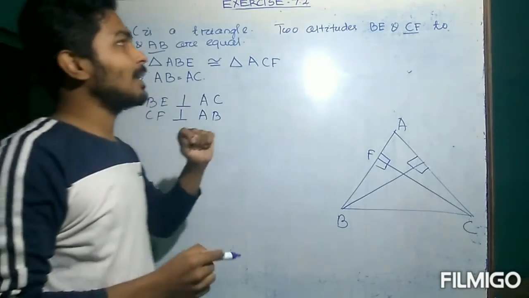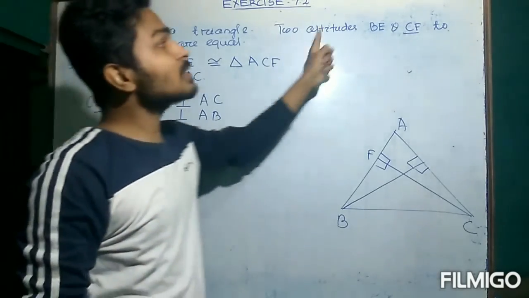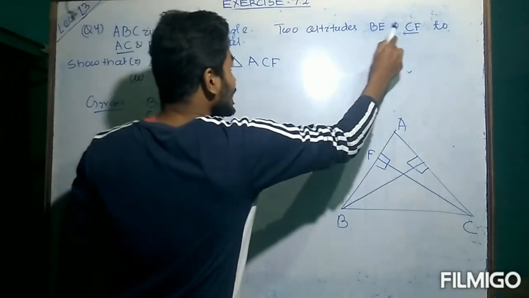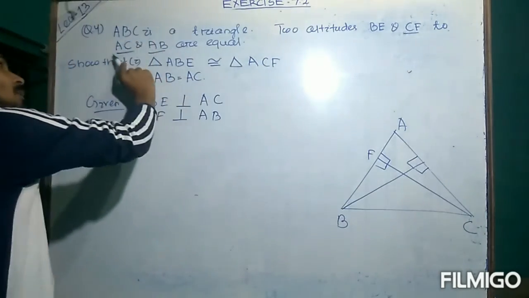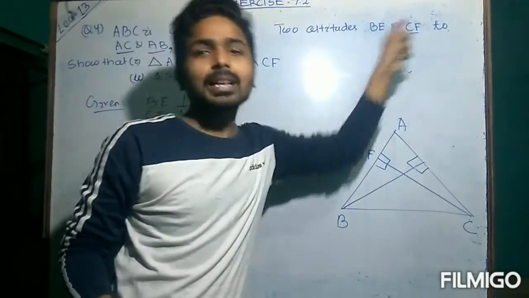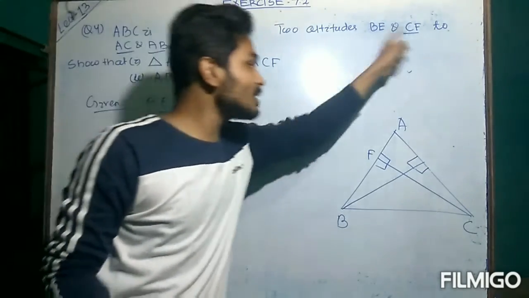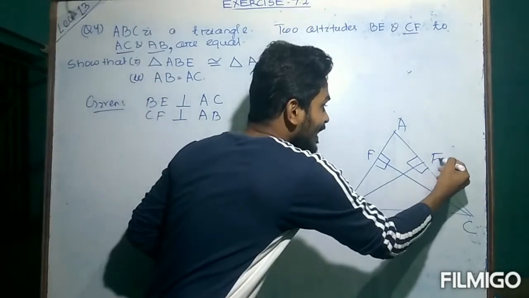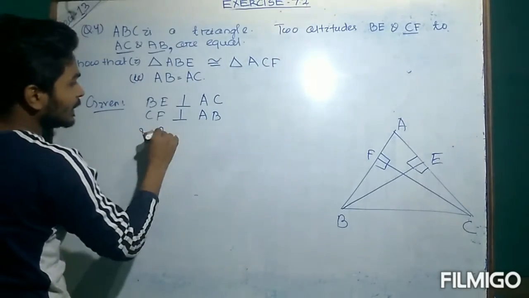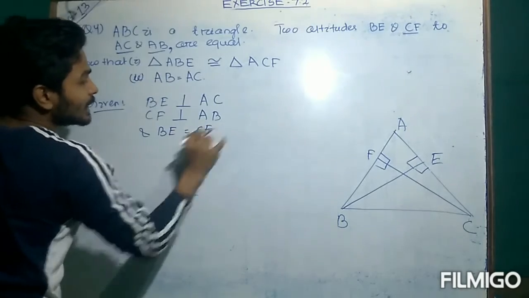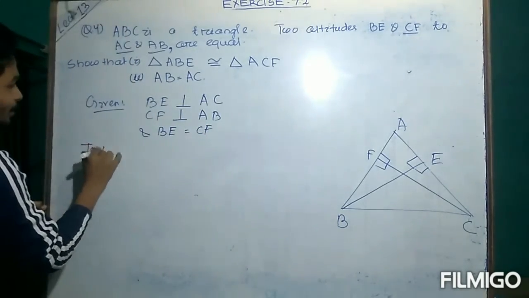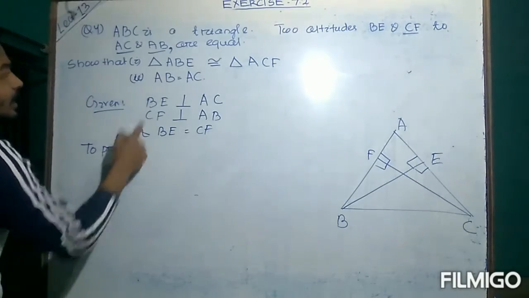Understood? Now it is given that the two altitudes BE and CF are equal. So which are equal? These two sides are equal or these two altitudes are equal? Understand this sentence. The two altitudes BE and CF, which are perpendicular to AC and AB, are equal. So these two altitudes are equal, not these two sides. BE is equal to CF. This is given. Now from this data we have to prove two statements.